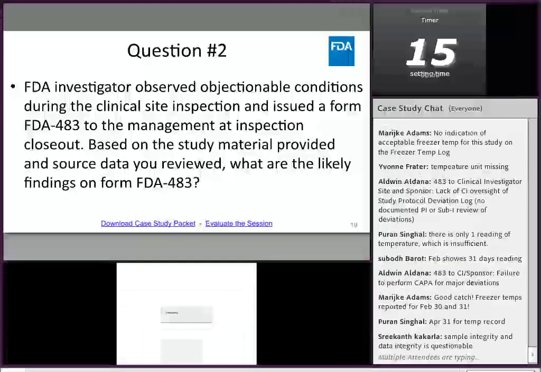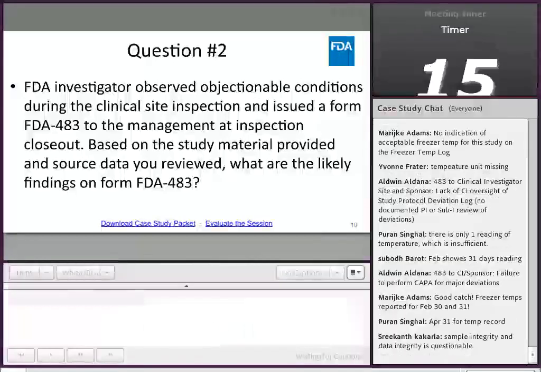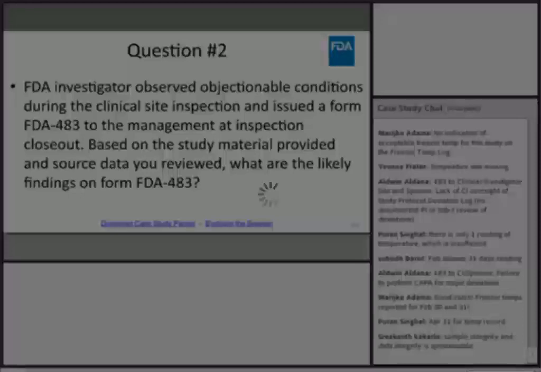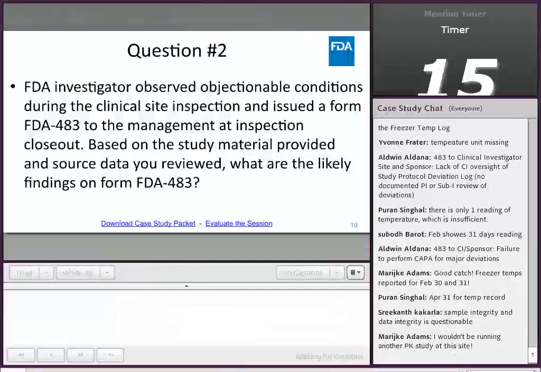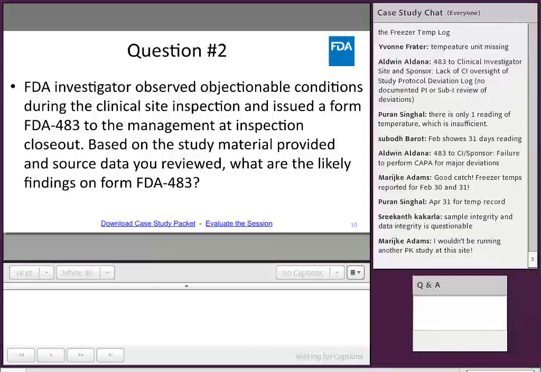It is the clinical question and discussion on it soon. So the chat box will be cleared. So please type in the potential 483 observations.